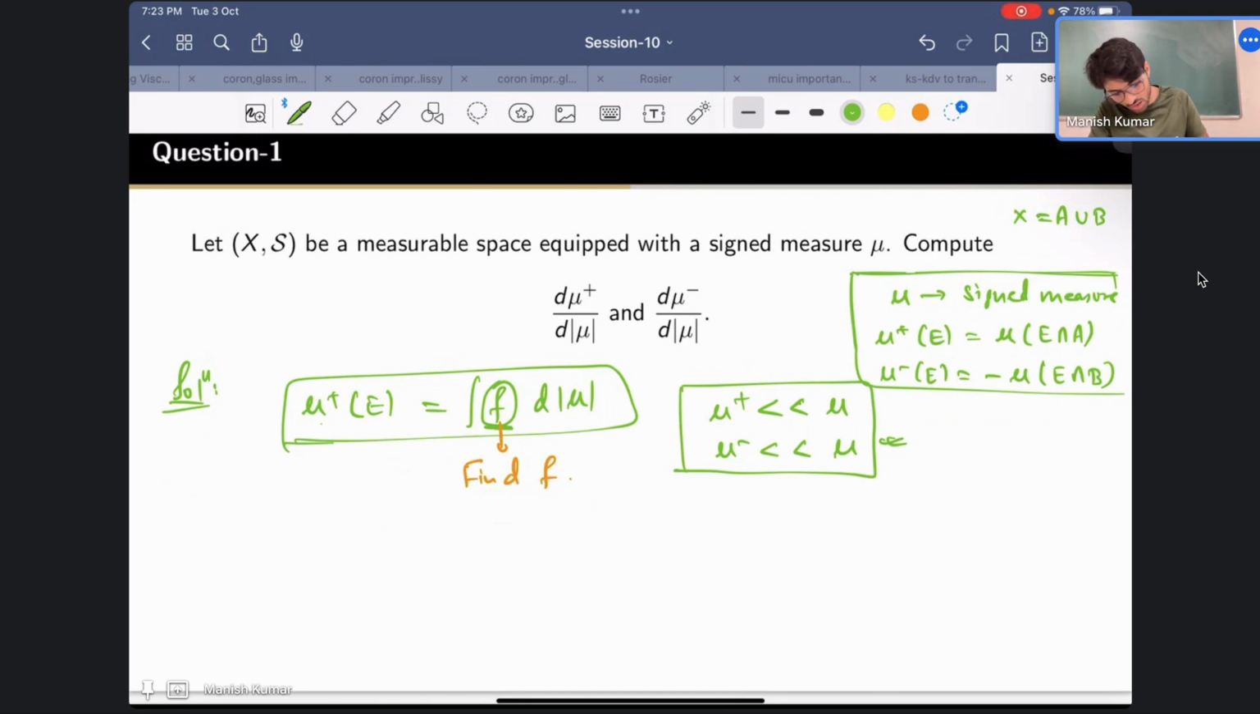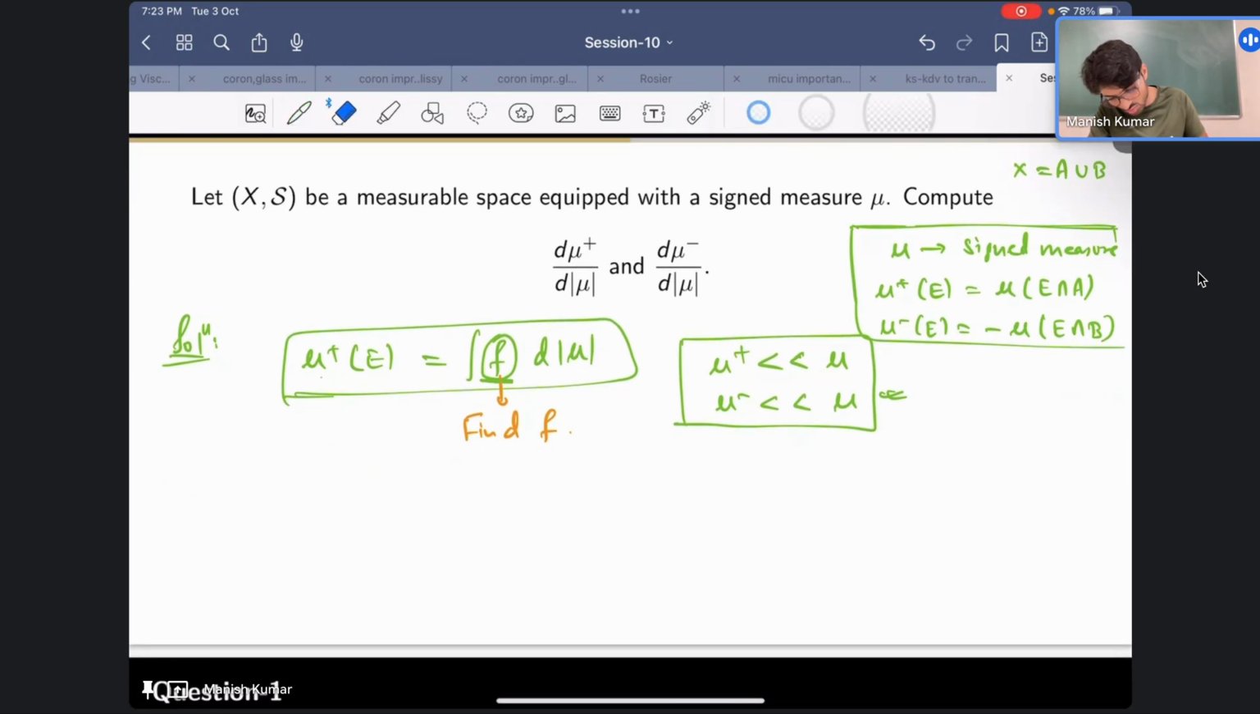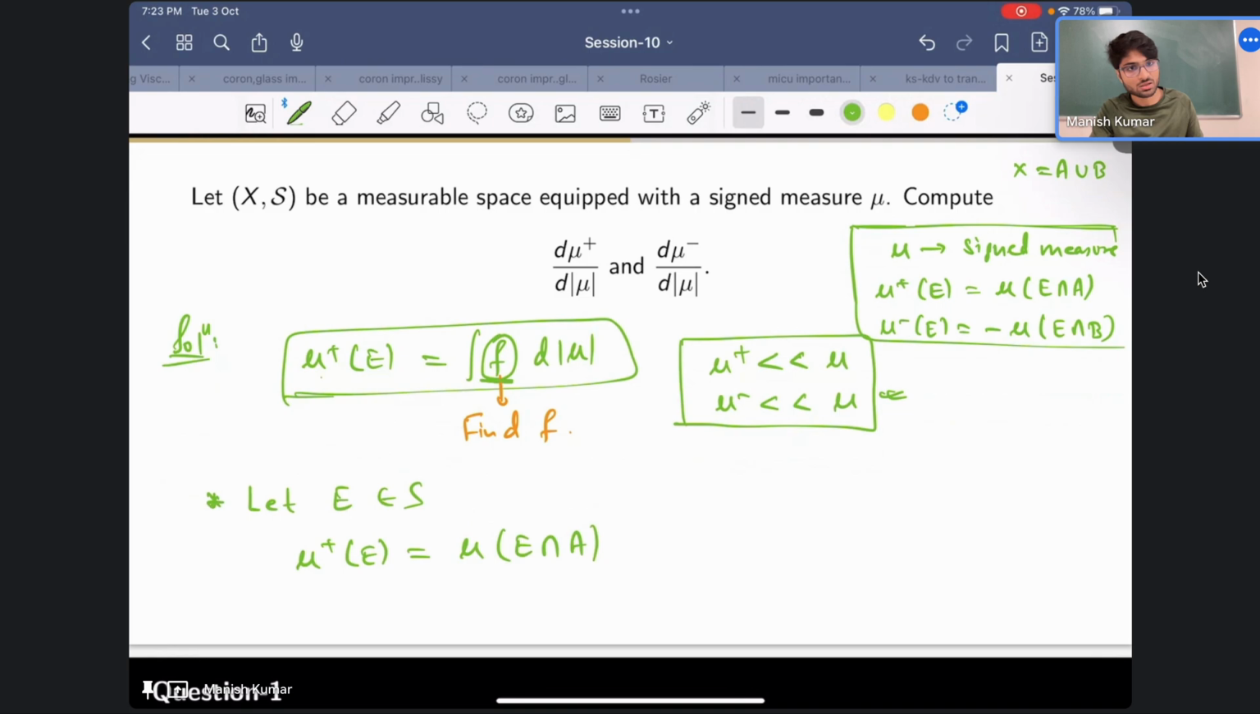Now let us try to see what this function will be. Let us try to compute. Let E belong to the sigma algebra of this measure space S. Then mu plus of E, from the definition, is mu of E intersection A. Now what is mu? Mu is mu plus minus mu minus. So it is mu plus of E intersection A minus mu minus of E intersection A. Now you try to understand that this second term will be 0. My claim is that this is 0.